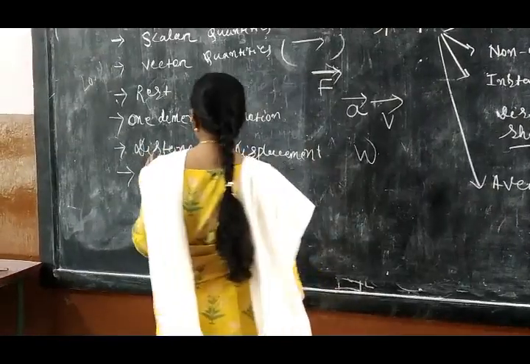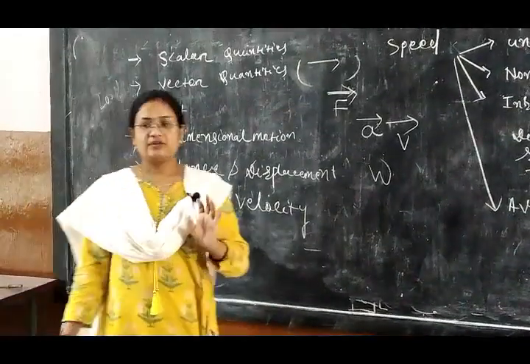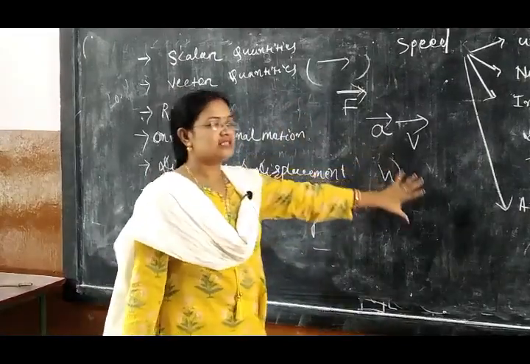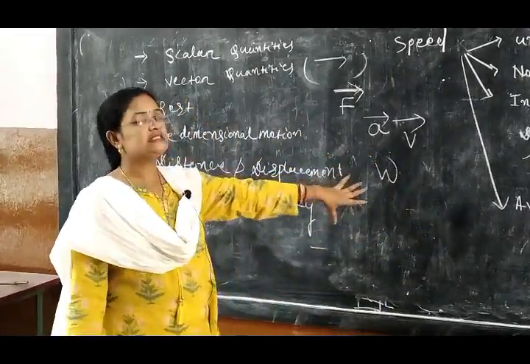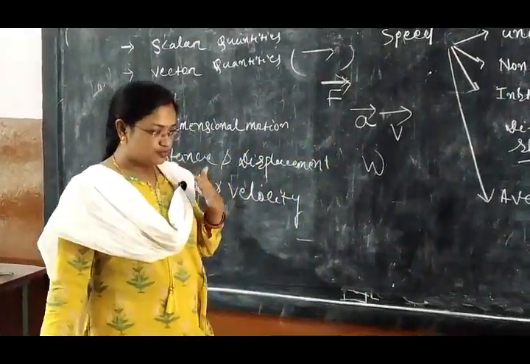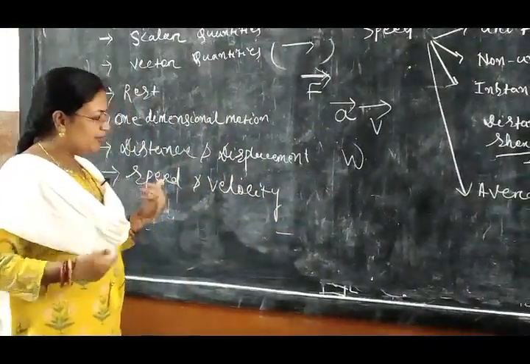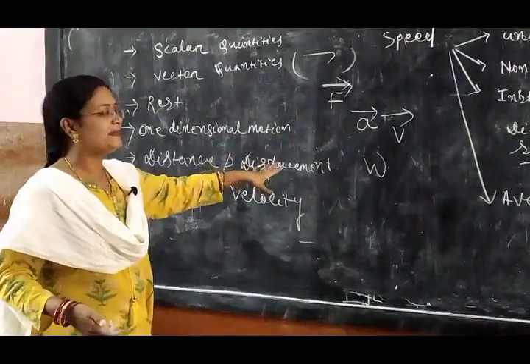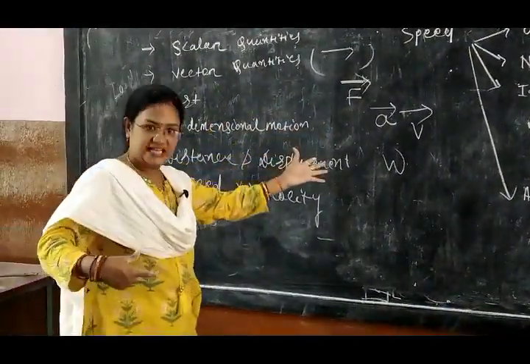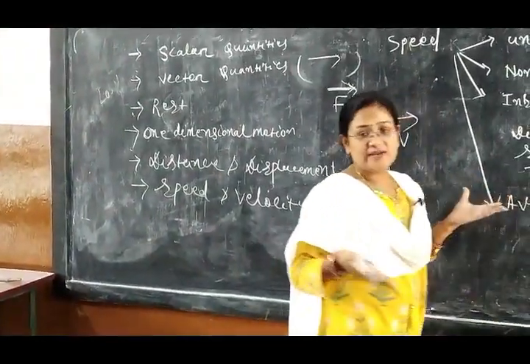Okay, now you see rest. What is rest and what is motion? For example, suppose this blackboard is at rest. Why? Because its position with respect to me, with respect to this room, is fixed. With respect to time, at 6 o'clock the blackboard is here, at 7 o'clock the blackboard is here. With respect to time it doesn't change its position. So that's why it is at rest.